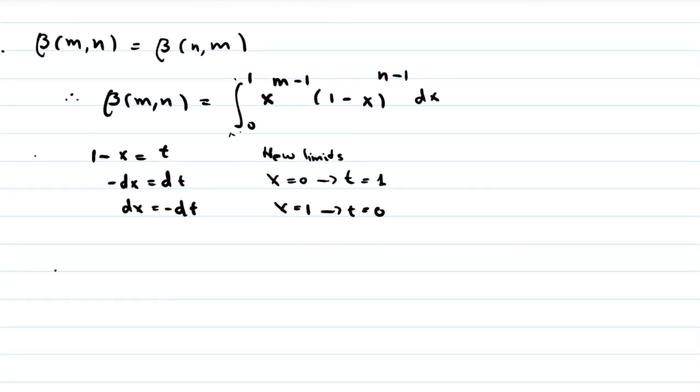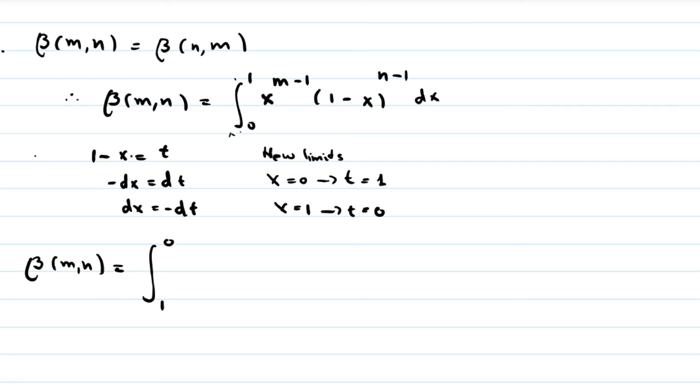Now rewriting beta of m, n. You should know that this is the sequence in which you're going to see these arguments: m is going to come first, and then n. So this is going to be equal to... Now we have just changed our limits. When x was 0, t now becomes 1, so it's going to be from 1 to 0. We reversed our limits, and then the next point was x raised to m minus 1.